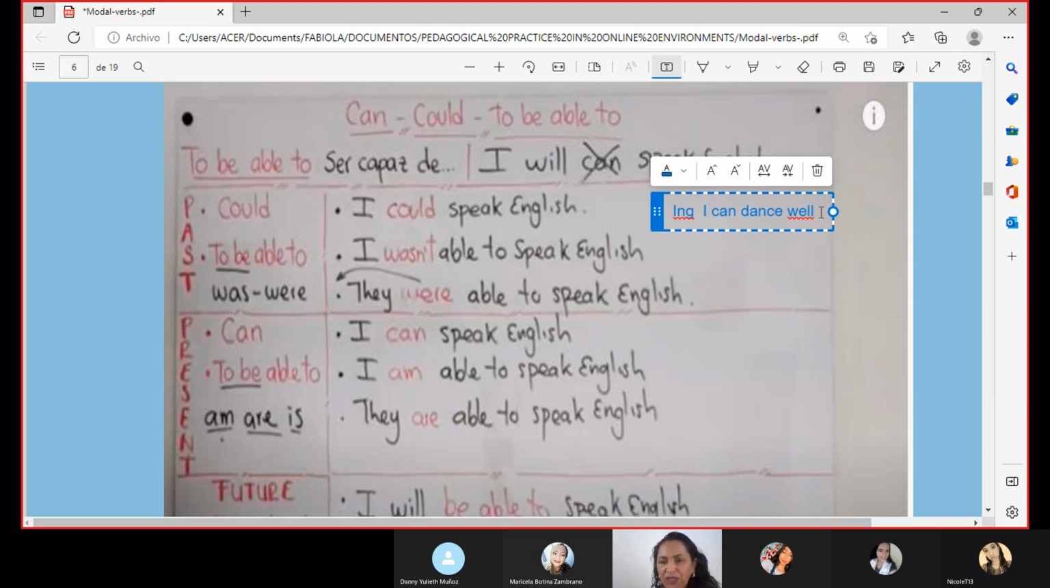Okay. Another exception. For example, she can't sing perfect. It's incorrect in this case to use the preposition to in the middle of the two verbs.